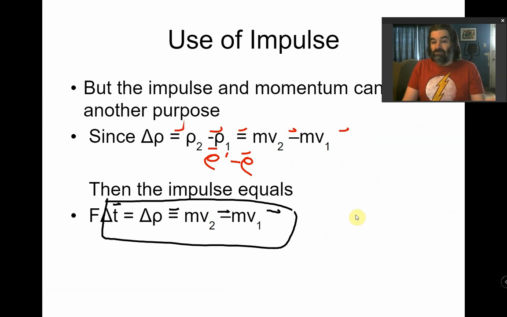We can find change in momentum because the change in momentum is the momentum after minus the momentum before, which is mv2 minus mv1, or p prime minus p, mv prime minus mv is the way I'm typically going to write it. Then we know the impulse is the change in momentum, which is also mv2 minus mv1. So we can find the change in momentum also from the impulse.